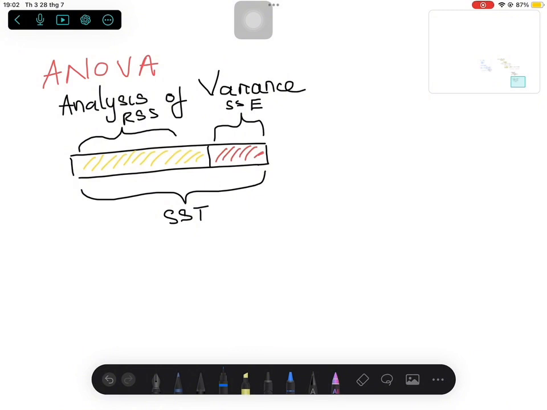the total sum of squares. ANOVA splits it into two pieces. First is RSS, the regression sum of squares. This is the variation explained by the model. The second is SSE, the sum of squared errors. This is the variation the model fails to explain. And the relationship is very simple: SST equals RSS plus SSE. Every bit of variation either gets explained or it doesn't.